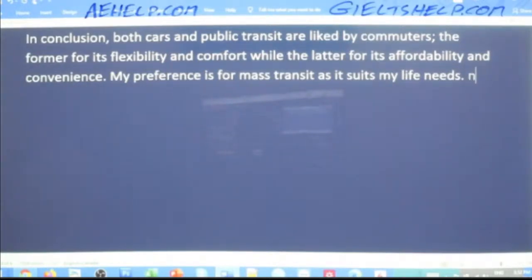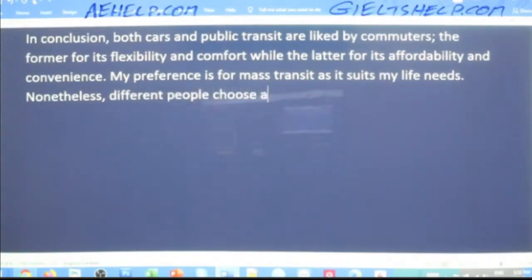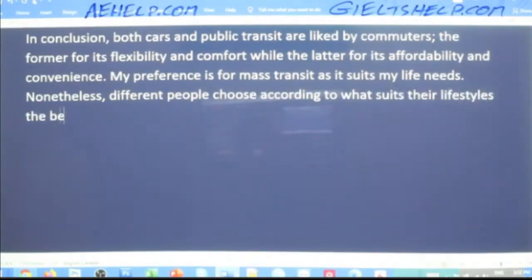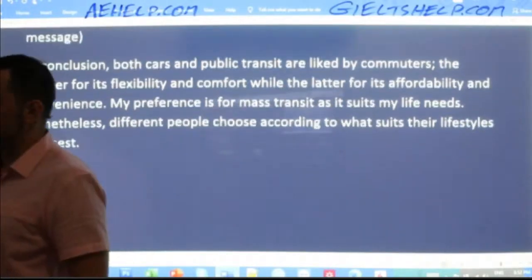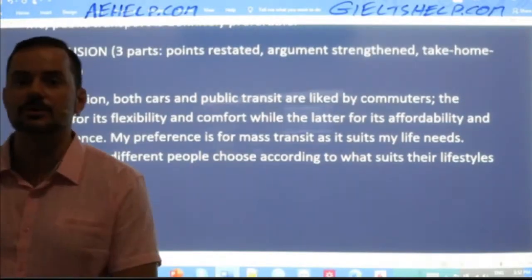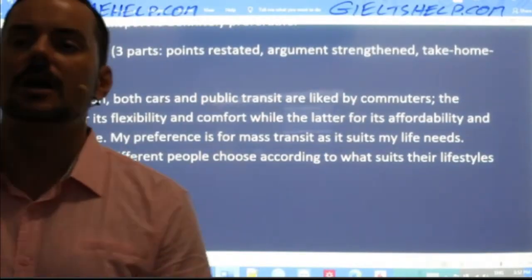Nonetheless, if we want to paraphrase, nonetheless, different people choose according to what suits their lifestyles the best. Okay, all right, so that's my conclusion with those three elements.